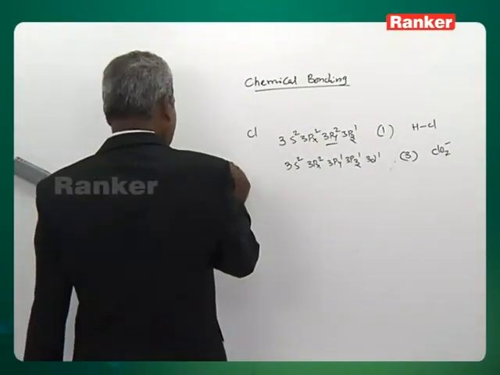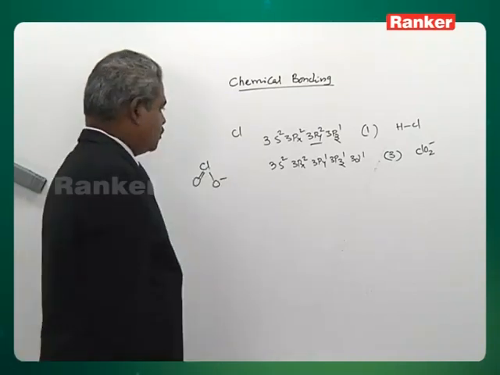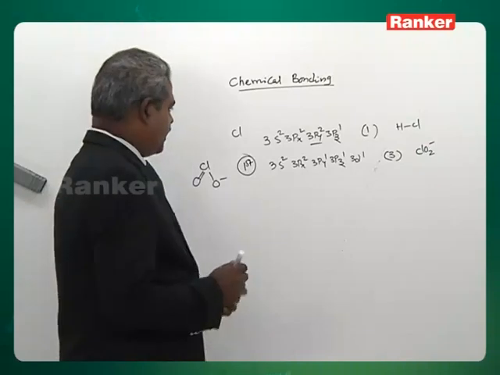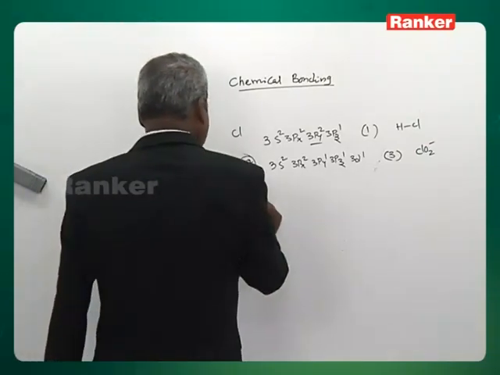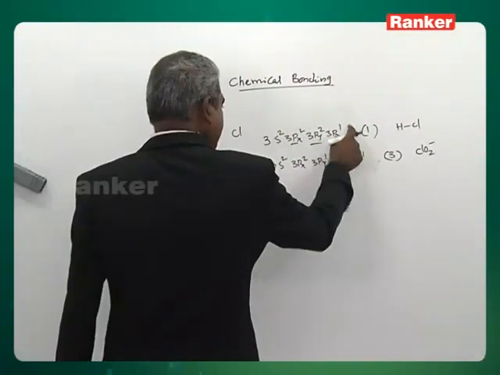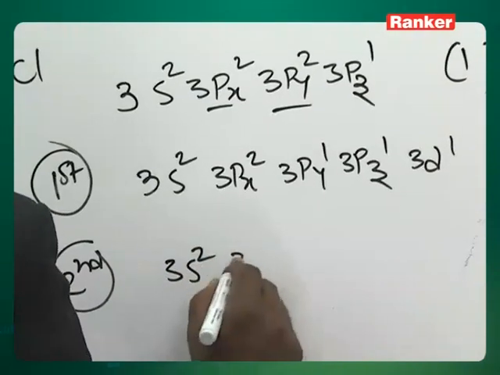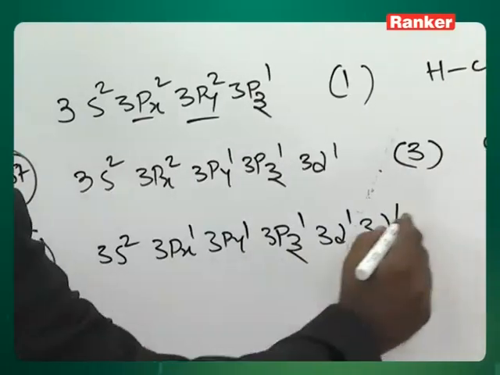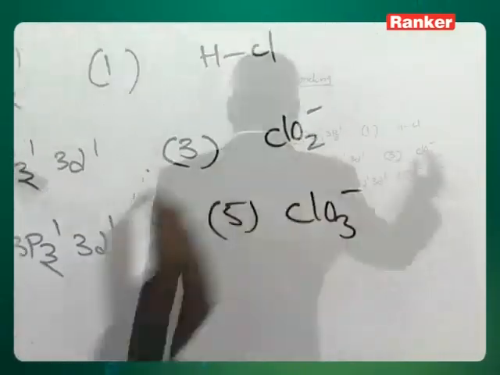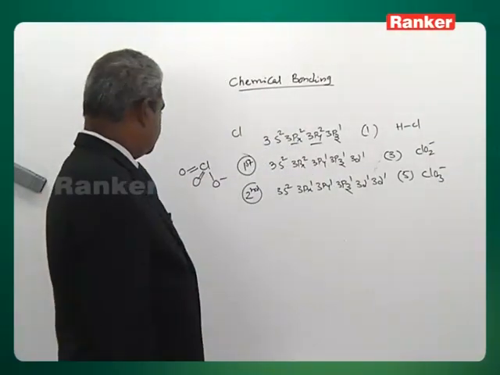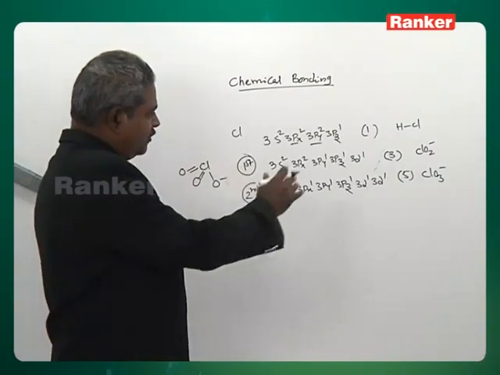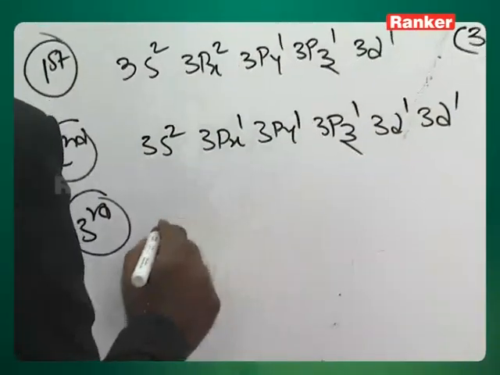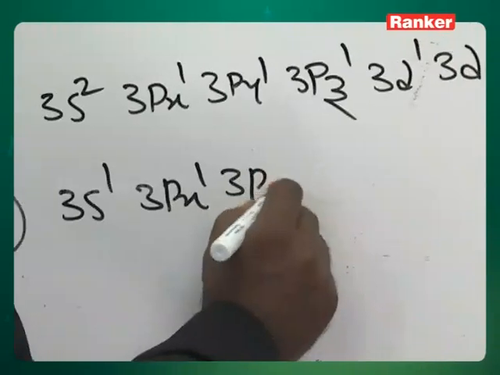How to draw the structure of ClO2-? Look here. In ClO2-, chlorine is forming 3 bonds. How can chlorine form 3 bonds? This is called the first excited state, after breaking one pair. Second excited state, break one more pair, so excite these electrons also. You have so many d's. 3s2, 3px1, 3py1, 3pz1, 3d1, 3d1. Now you have 5 unpaired electrons, ClO3-. One more oxygen, ClO3-. So, as you go on forming bonds, now the third excited state, one more excited state, 3s2 to 3s1, 3px1, 3py1, 3pz1.